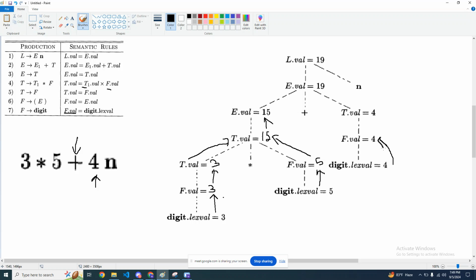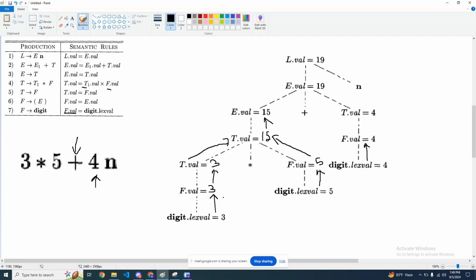If you traverse, our next node is F dot val. And now we need to put values for F dot val. And if you look here again, we're going to get the value from this production rule and this semantic rule. So F dot val is equal to digit dot lexval. So this digit dot lexval will basically be the value which is being set to F dot val. So the arrow will be from digit dot lexval pointing towards F dot val, which is 4.